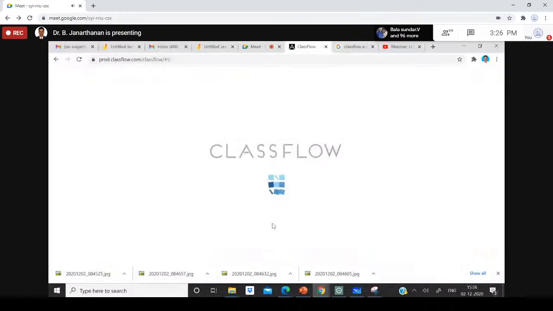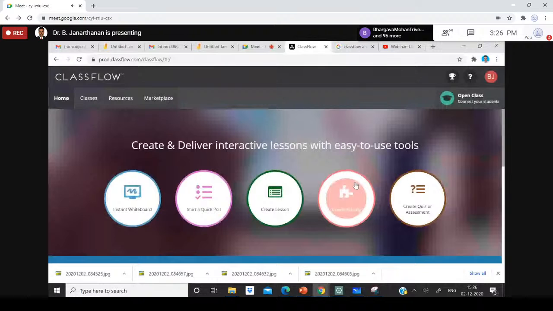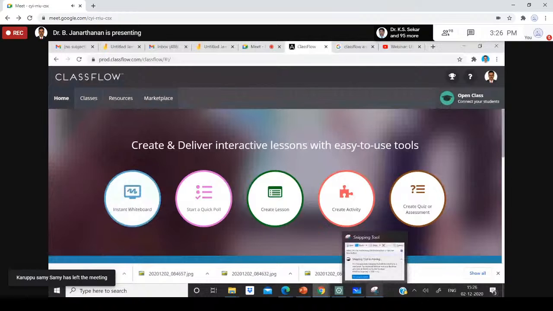Sir, are you able to see my screen, the ClassFlow screen? Yes, sir. Okay. So this is what I would like to show. I'll show how to add Google Classroom, how to integrate with Google Classroom, and then I'll show how to use this instant whiteboard. It may take a little time. Okay, I may take 10 minutes to introduce.